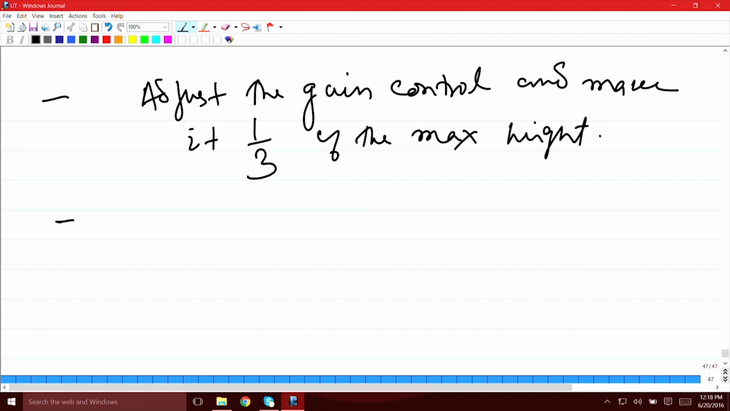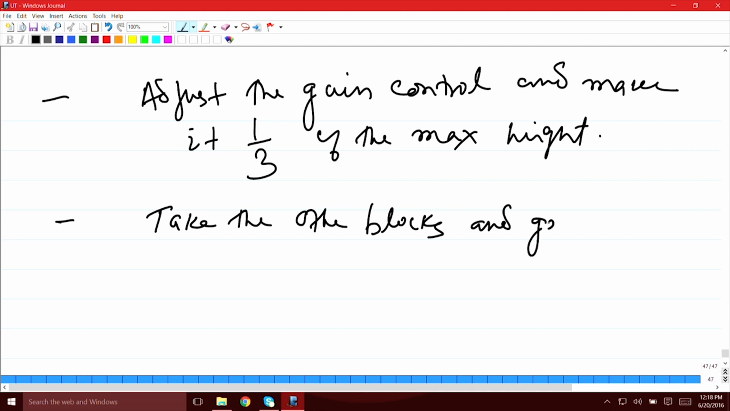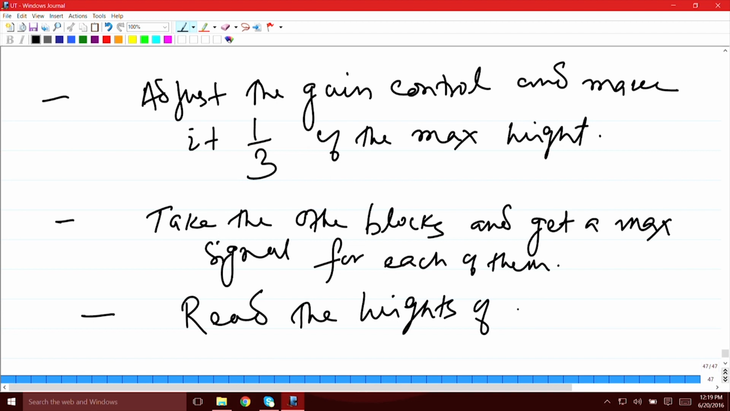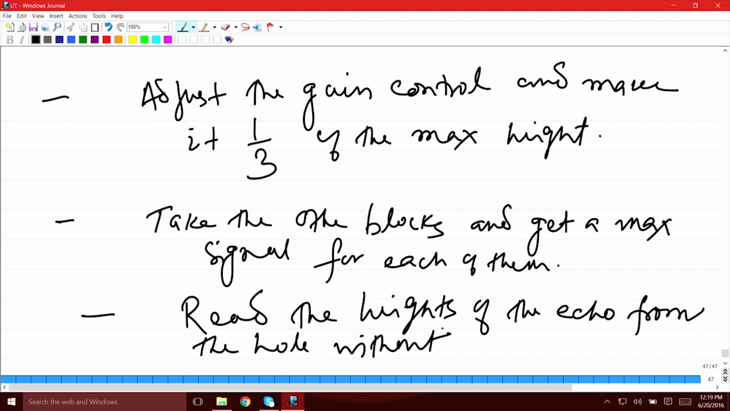And next, like what we have done before also, take the other blocks, and get a maximum signal for each of them, and then next is read the height of the echo from the hole for all other blocks without adjusting the gain. Okay. So, this is how you collect the data.